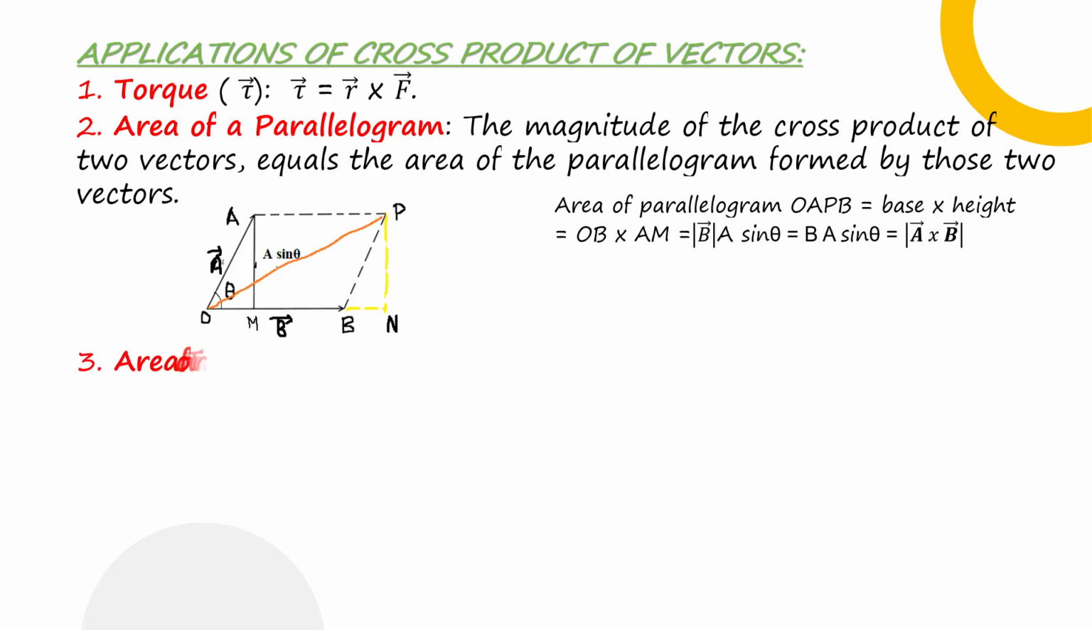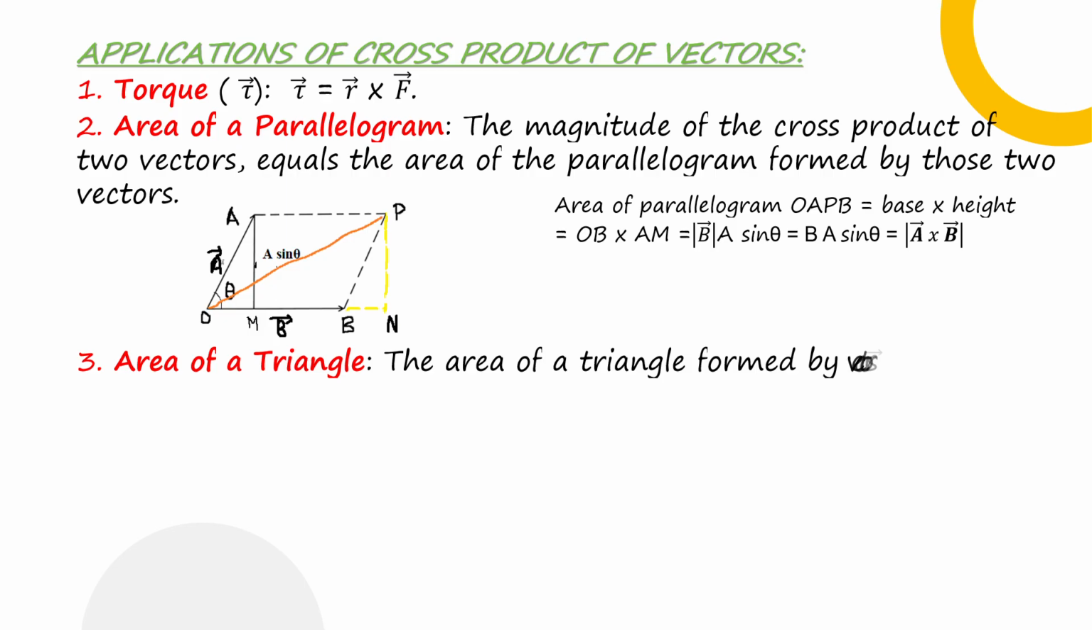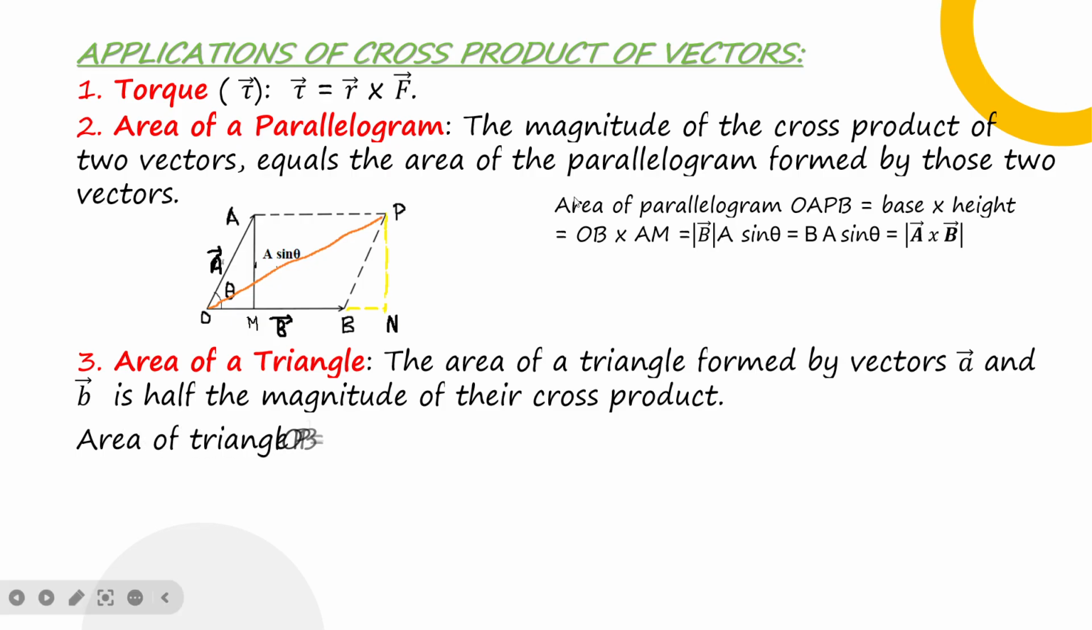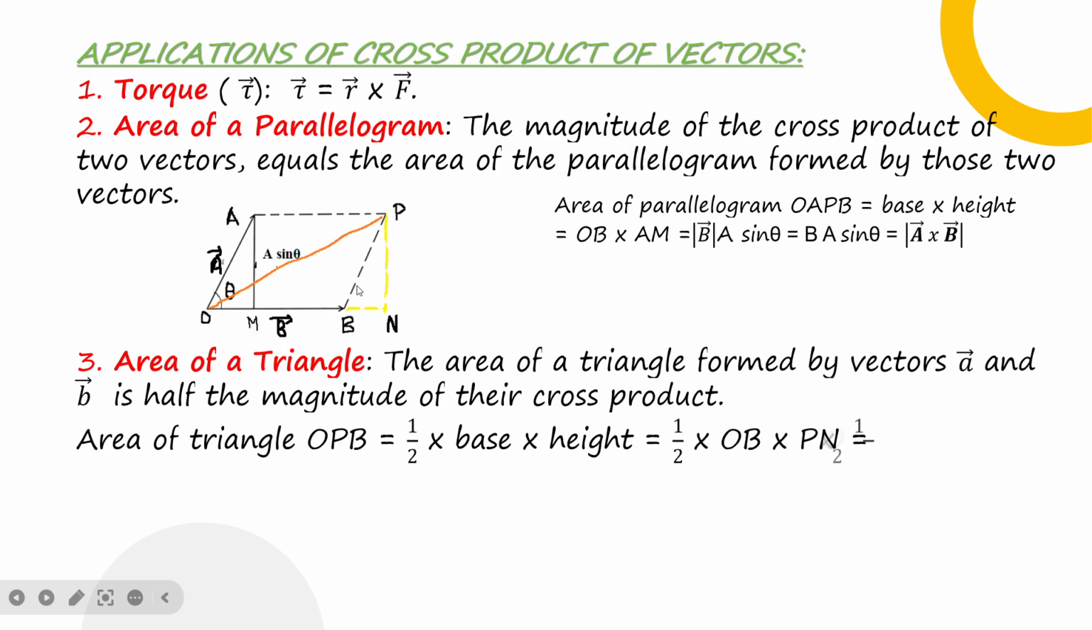Another application, area of a triangle. The area of a triangle formed by vector A and vector B is half the magnitude of their cross product. In the same diagram, we can see the area of triangle OPB is equal to half base, that is OB, into height PN, and PN is equal to AM. So this value will be half mod of A cross B.